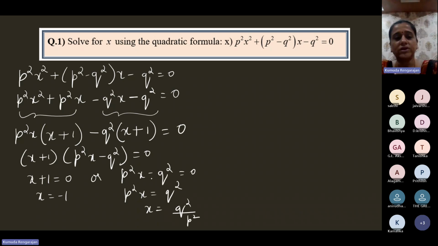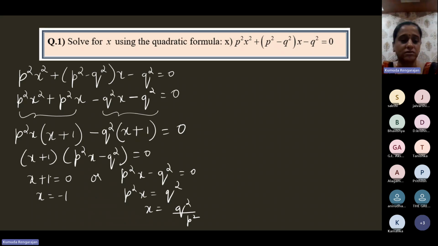So if the heading is just solve for x, you can decide which method you want to use. You can do it like this by factorizing. But if the question specifies that you have to use the quadratic formula, then you have to use the quadratic formula. If nothing is mentioned, if it is just solve for x, you can do it like this.